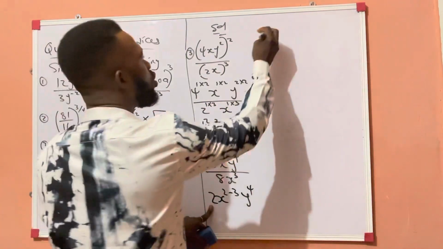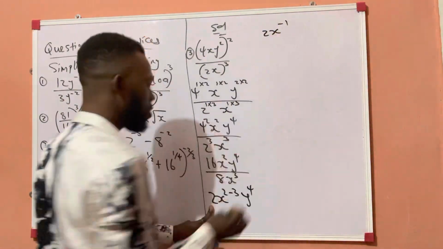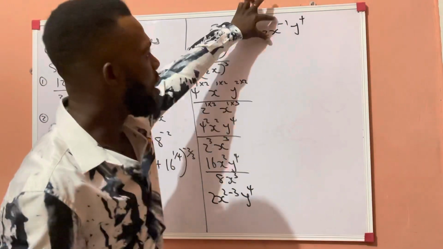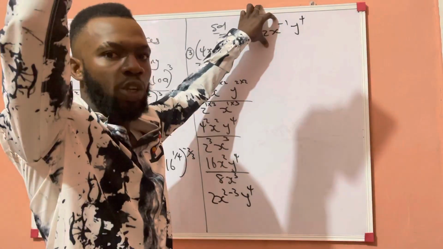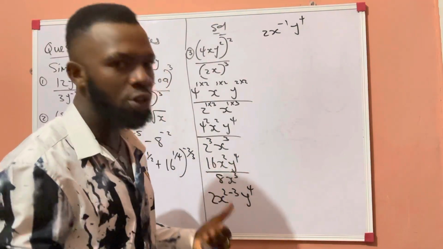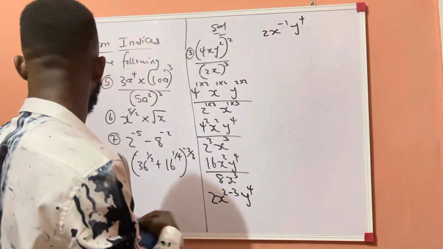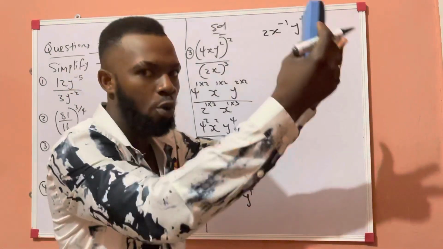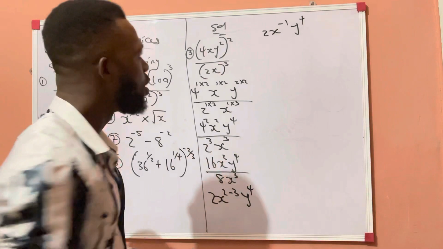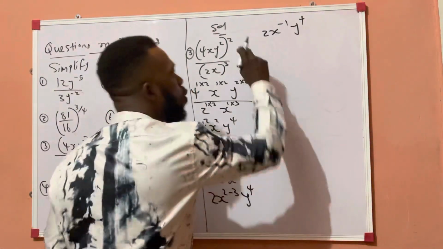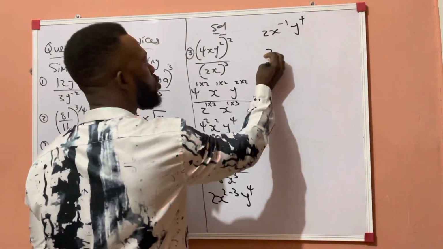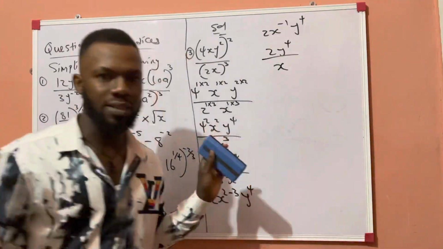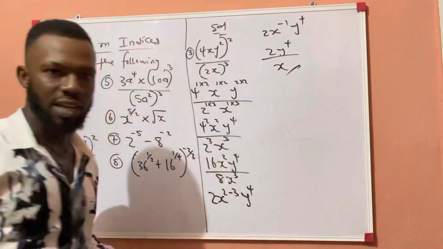So what do we have? 2 raised to the power minus 1, then y raised to the power 4. Remember, you are not allowed to leave a negative power up. So what do you do? You bring it down. Now I told you, I think in example 1 or so, that when a negative power at the numerator comes down, it becomes a positive power. So if this comes down, what will be left on top? It becomes 2y raised to the power 4. And then what comes down? x. Simple as that. So this becomes the answer to that question.